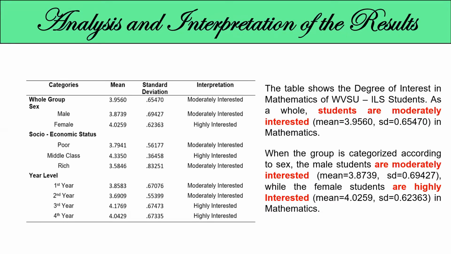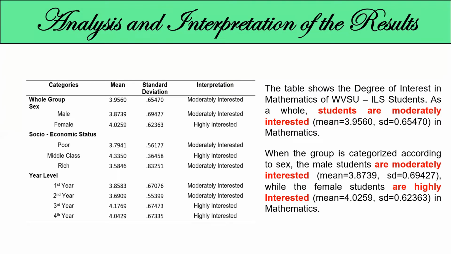And now, how to analyze and interpret the results. The table shows that the degree of interest in mathematics of West Visayas State University ILS students, taken as a whole, is moderately interested with a certain mean. Of course, that's the mean. You get it from the table, and the SD, then you put in mathematics, of course, moderately interested in mathematics. So when the group is categorized according to sex, the male students are moderately interested. Meanwhile, the female students are highly interested. After you put the interpretation, always put the mean and the SD in parentheses.